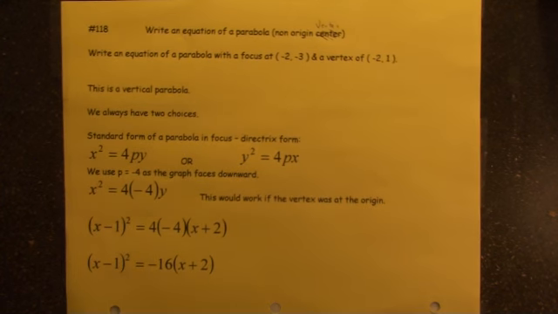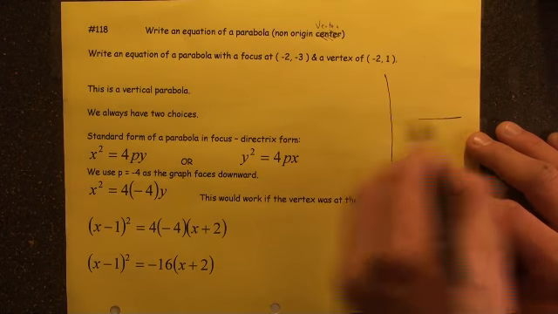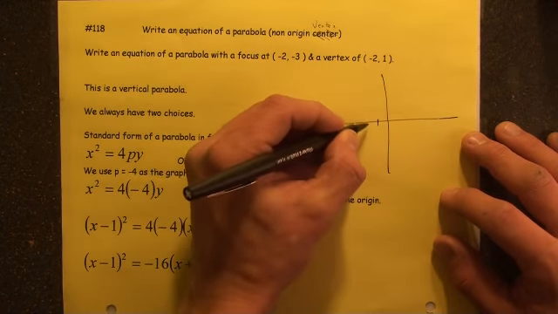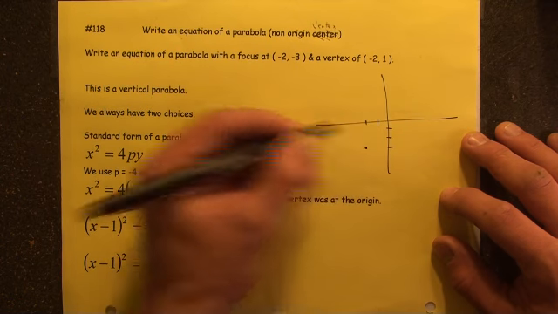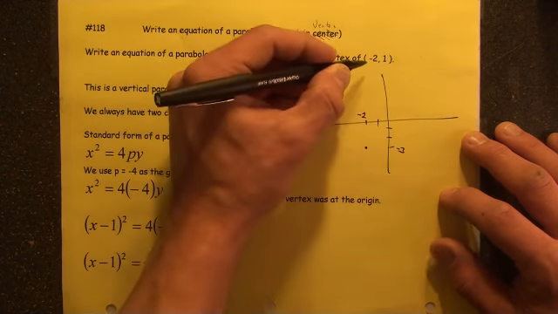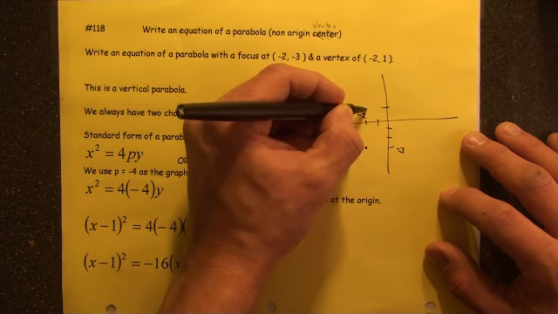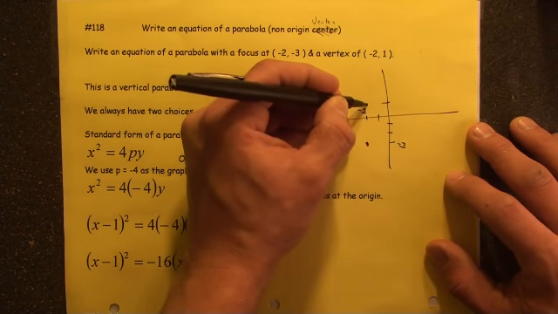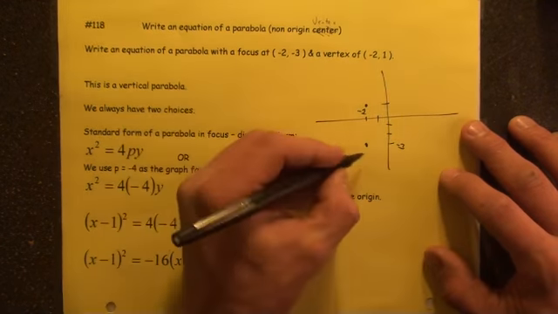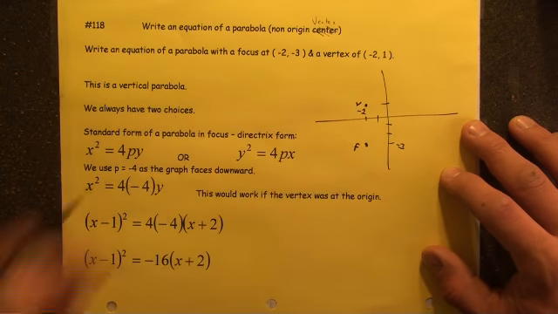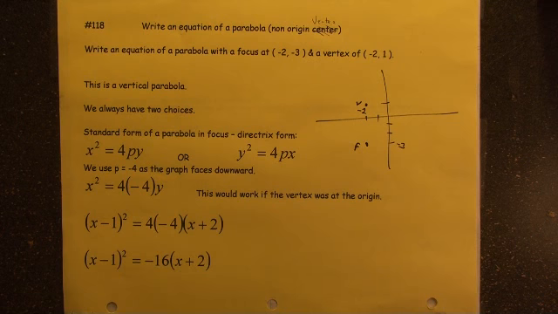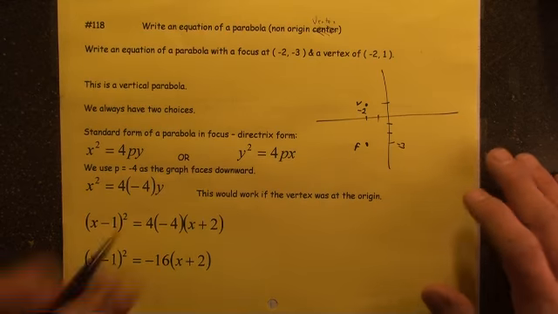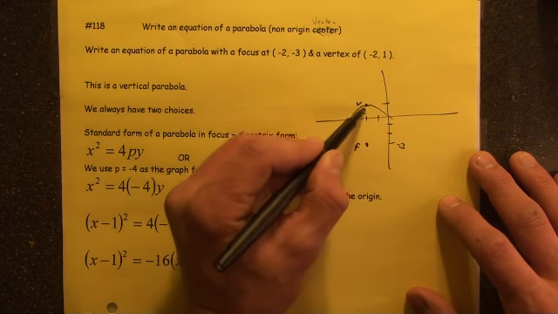What we're going to do here, of course, because a picture tells 1,000 words, is put it on a graph. (-2, -3) right here. (-2, 1) up here. Now, why do we put this information onto a graph? Because if the focus is here and the vertex is here, we know that this is a downward vertical parabola. So we're going downward, we're going this way. Okay?